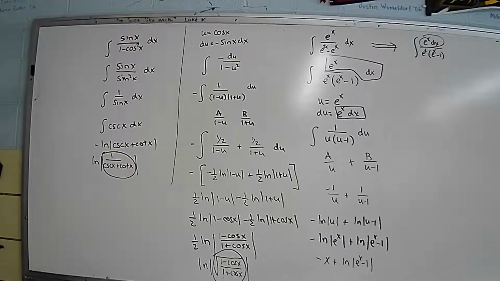What? 1 over, what does that say? Cosecant x plus cotangent x equals the square root of 1 minus cosine over 1 plus sine. And that's what you have to show is equal.